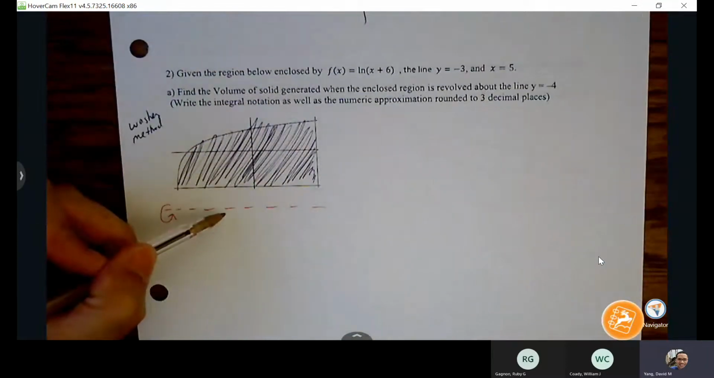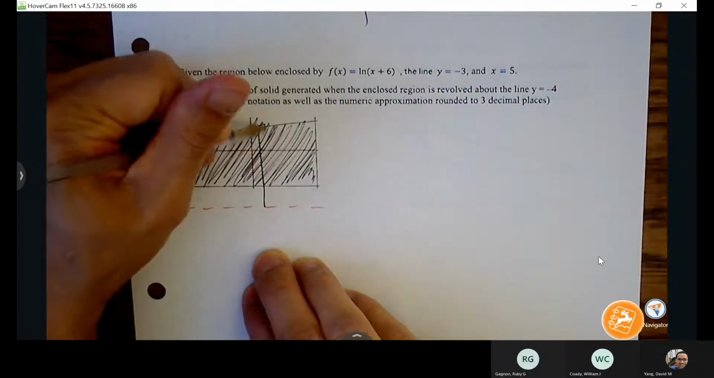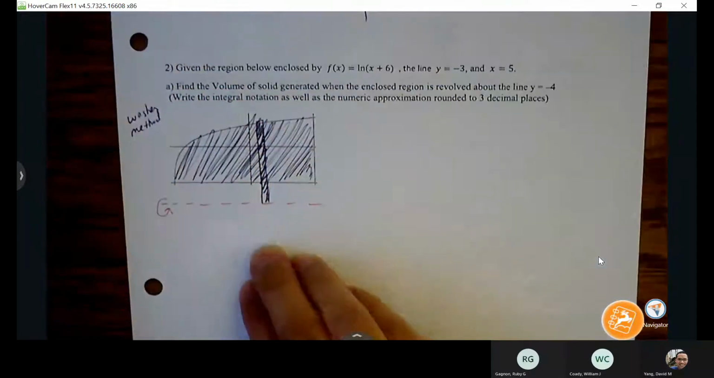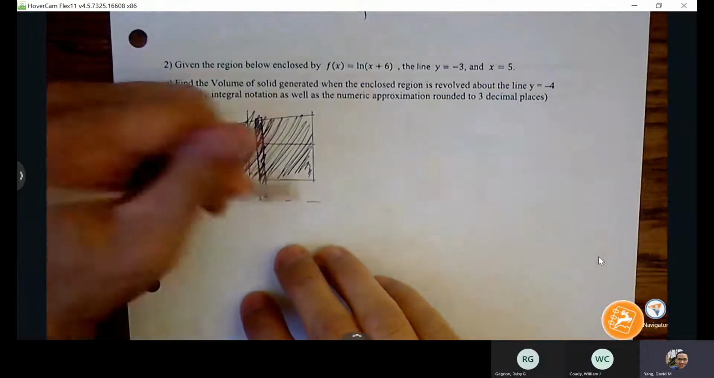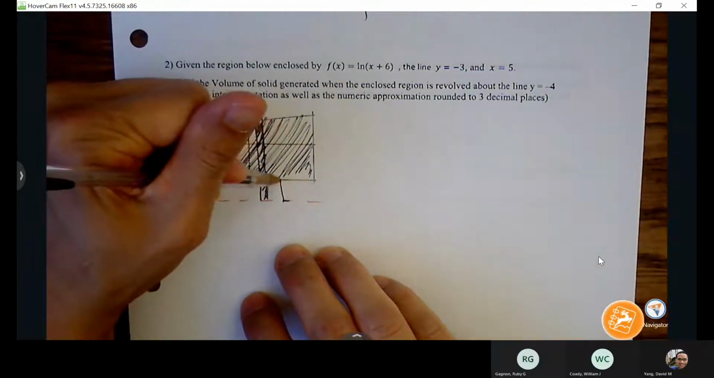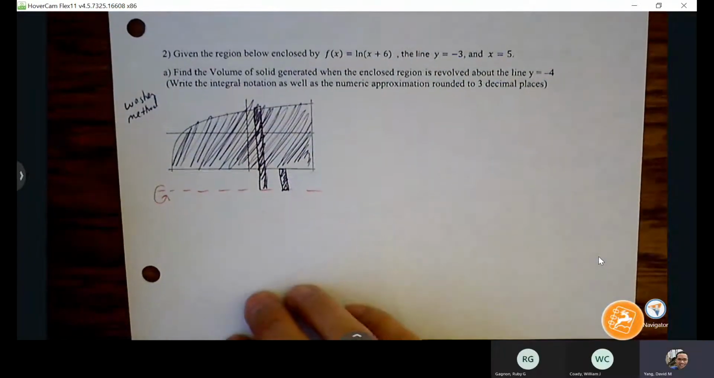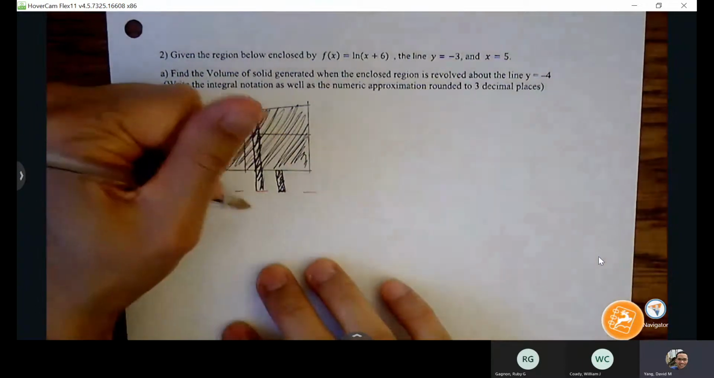So we need two radii. One radius that extends from the dotted line to the furthest boundary, and then a radius that extends from the axis to the closer boundary. Big R and little r.